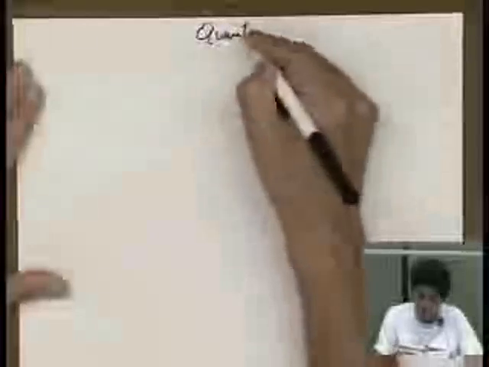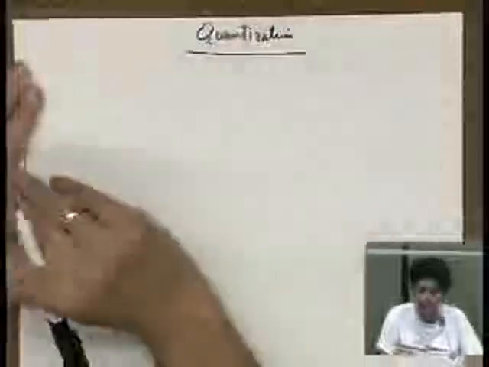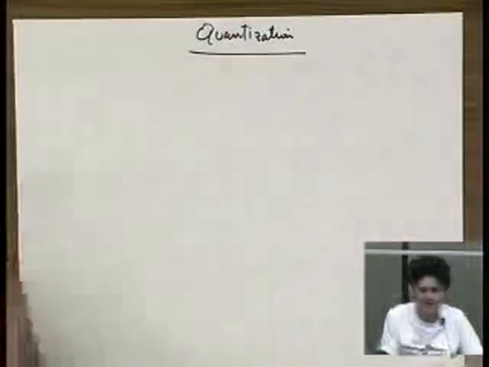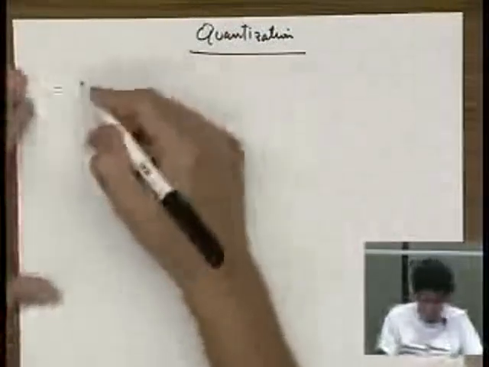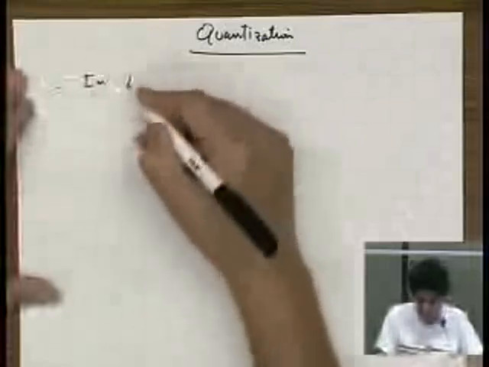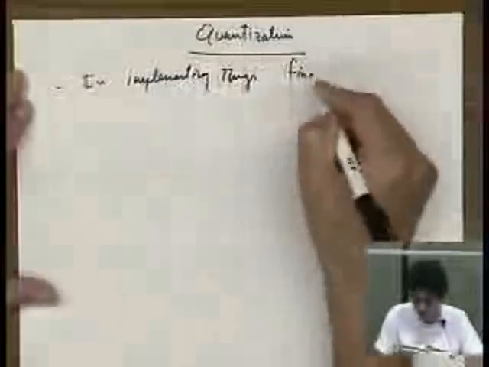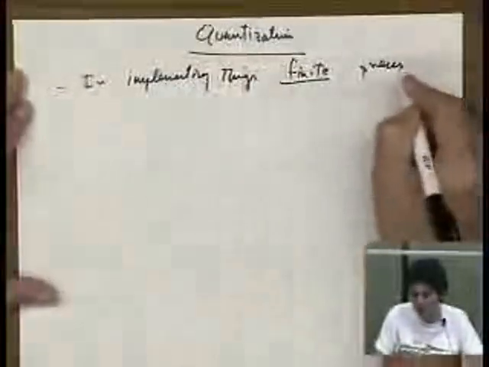Okay, so the first thing that you have to worry about in any sort of real life situation is that there is no such thing as infinite precision. This concept of real numbers doesn't exist when you go into implementation. Everything has a finite amount of precision. So the first concept is that in implementing things, you have what's called finite precision. And what do I mean by finite precision?